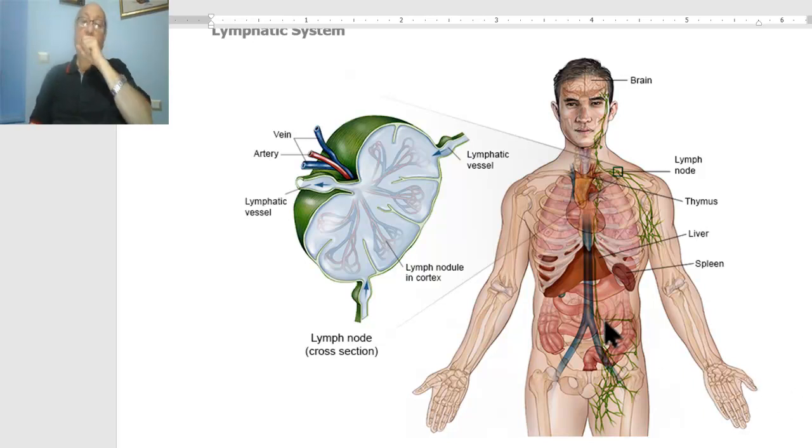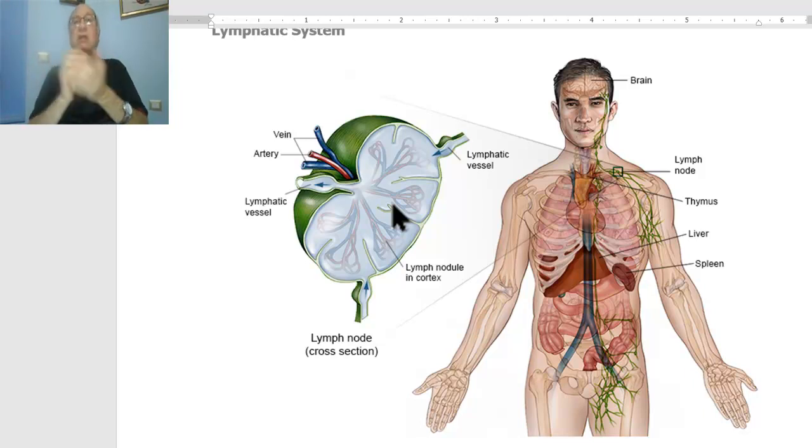Lymphoma. Lymphoma is a malignant tumor of lymphoid tissue. What is the predisposing factor for lymphoma? The exact cause and the exact predisposing factor for lymphoma is unknown.